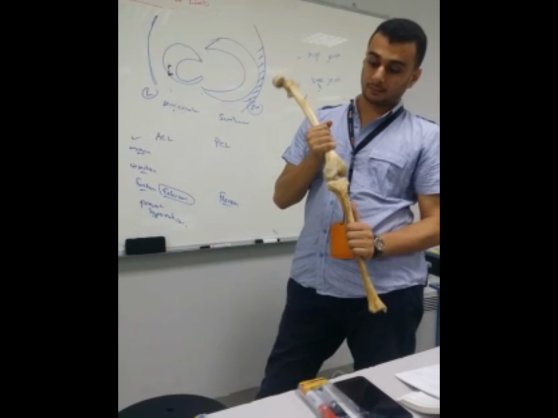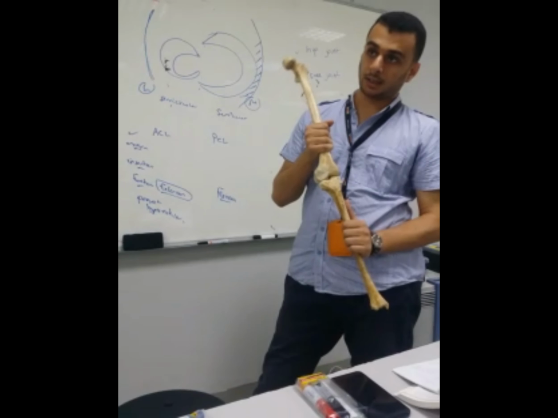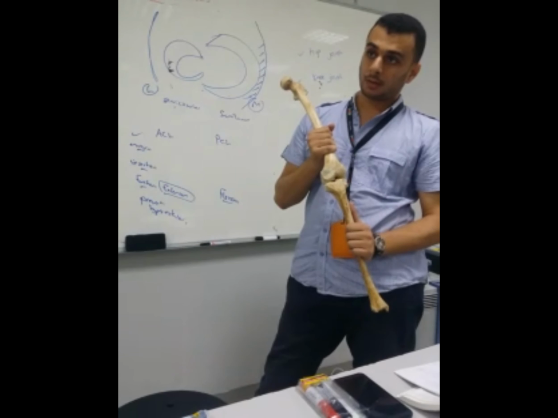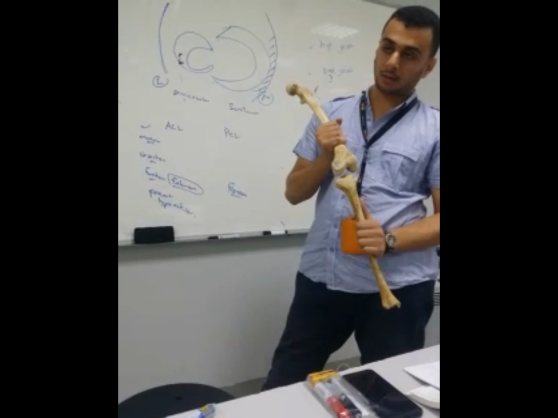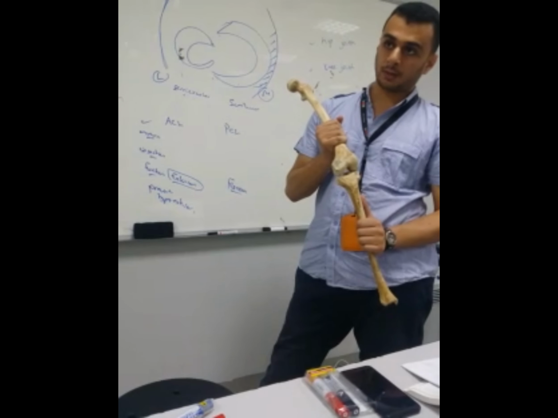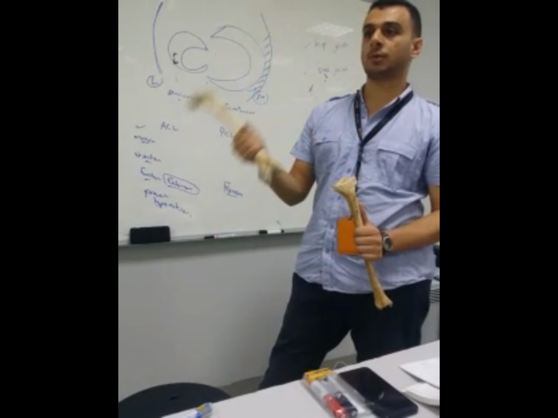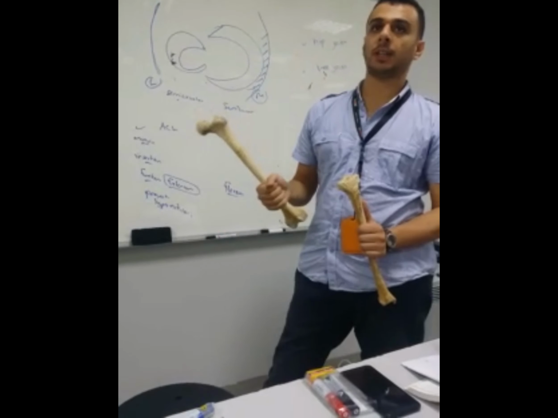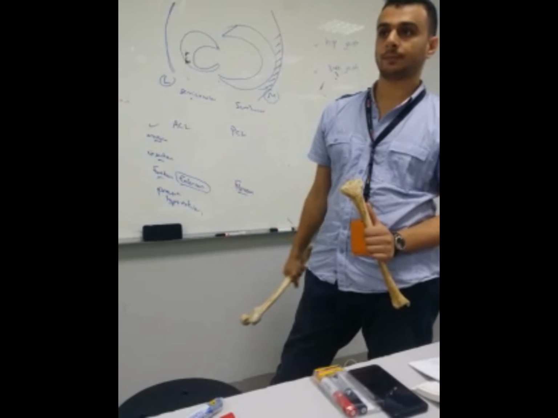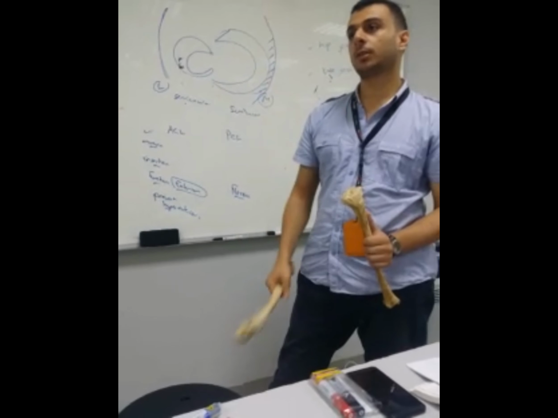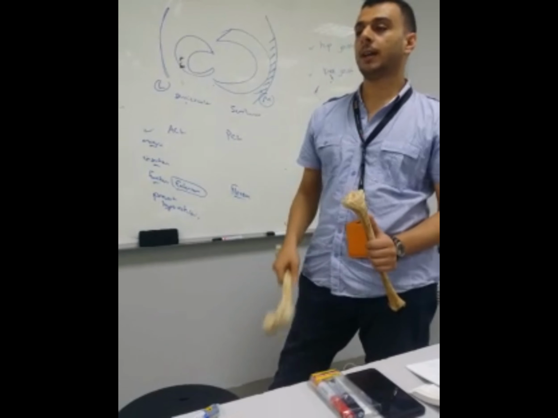Posterior sliding. For the posterior, the ACL prevents the anterior sliding of the femoral condyle over the tibia. Okay, so it's the opposite: anterior prevents posterior sliding, posterior prevents anterior sliding. I see. So it also has an important role, as you mentioned, in prevention of dislocation.